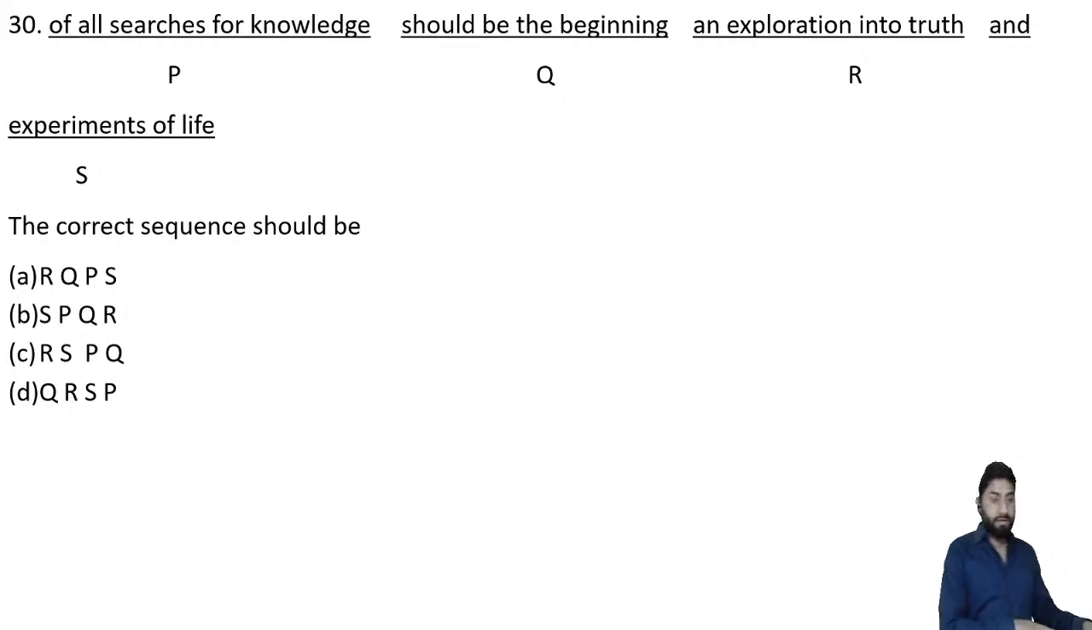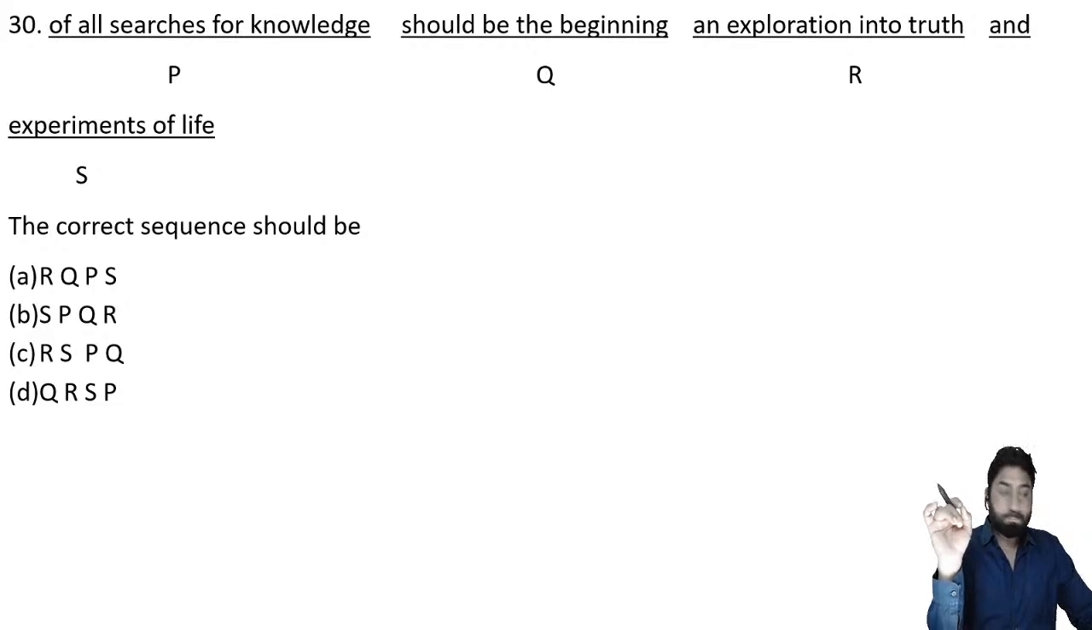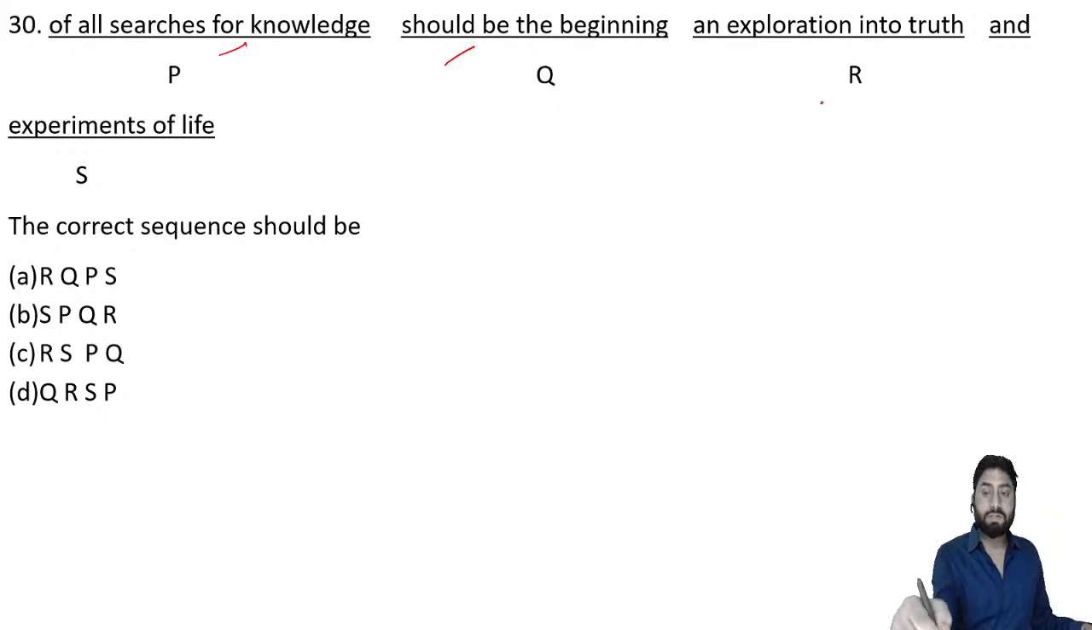इसमें भी I think it must have been typed correctly. हम थोड़ा सा देखते हैं typed correctly or not. All of searches for knowledge should be the beginning and exploration into truth and the experiments of life. Yes, proper. So now let's begin with the answers. Which one is answer? Now, this cannot be the starting. This cannot be the starting. An exploration into truth, an experiment of life. This will be the beginning.